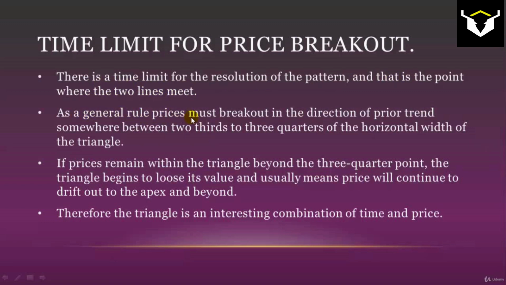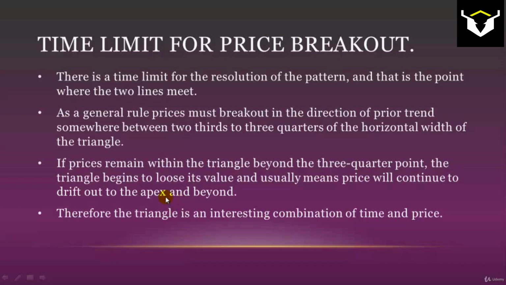As a general rule, prices must break out in the direction of the prior trend somewhere between 2/3 to 3/4 of the horizontal width of the triangle. This is a very important rule. A triangle to be a valid setup must break out within 65 to 75% of the area of the triangle. If prices remain within the triangle beyond 3/4 or 75%, the triangle begins to lose its value and usually means price will continue to drift out to the apex and beyond.